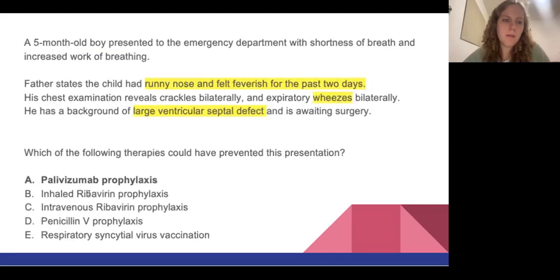So palivizumab is a monoclonal antibody that protects against RSV specifically, and they give it to high risk cases. So a lot of the time children with congenital heart disease, like Dr. Anka said, because they're a lot more at risk of getting it, and they can get it more severely as well. Most children do not get this injection because it's quite expensive apparently.